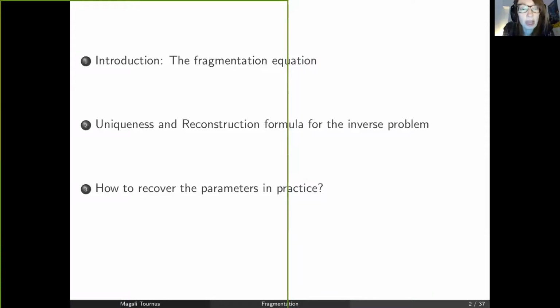As an introduction, I will talk about the fragmentation equation. I will present the equation and its basic properties, in particular its asymptotic behavior, because based on this asymptotic behavior, we obtain some results. Then I will formulate the inverse problem and detail what kind of mathematical result we obtain for it. And at the very end, I will explain how we recovered the parameters in practice. Parts 2 and 3 are a little bit different.